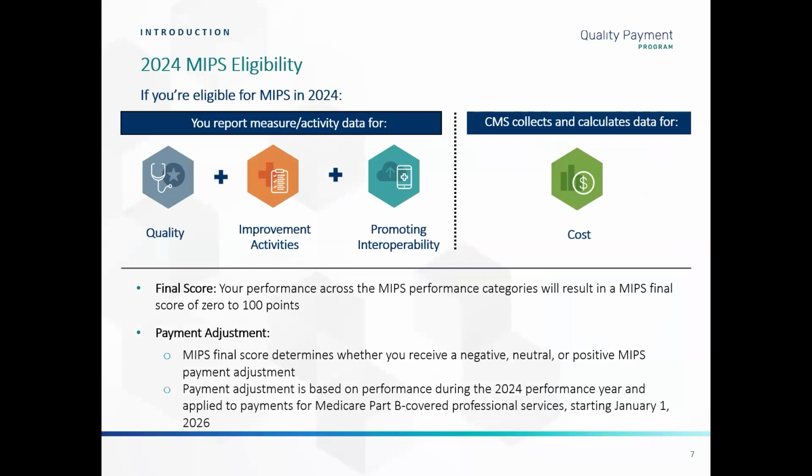So the MIPS program is divided into 4 performance categories: quality, improvement activities, cost, and promoting interoperability. Your performance across the 4 categories results in a MIPS final score between 0 and 100 points. The MIPS final score you receive determines whether you get a negative, neutral, or positive MIPS payment adjustment. And a payment adjustment is based on performance during the 2024 performance year, and it will be applied to your Medicare Part B covered professional services starting on January 1st, 2026.